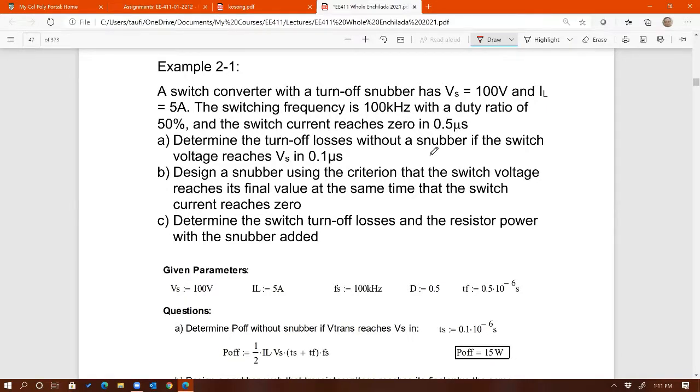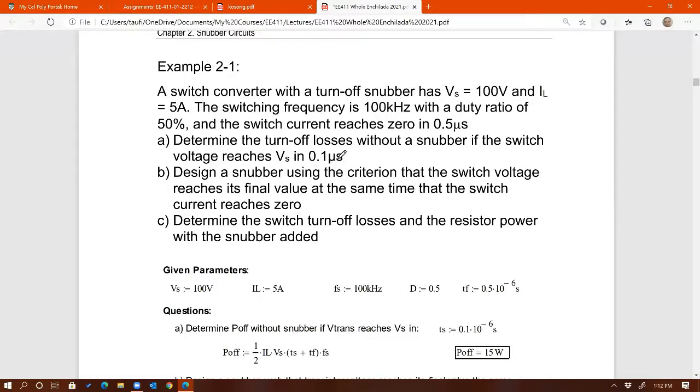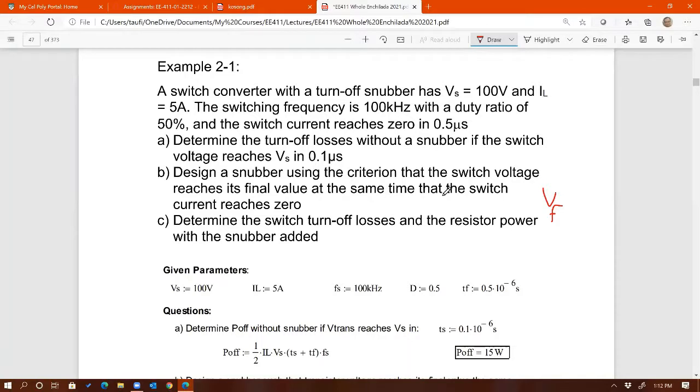Determine the turn-off losses without snubber if the switch voltage reaches Vs in 0.1 microsecond. So that's Tx. Switch voltage reaches Vs, so that's Tx. Now we have Tf, 0.5 micro, and Tx, 0.1 micro, for part A. Part B, design a snubber using the criterion that the switch voltage reaches its final value at the same time the switch current reaches 0. So that's your Vf. Vf equals Vs, I believe.